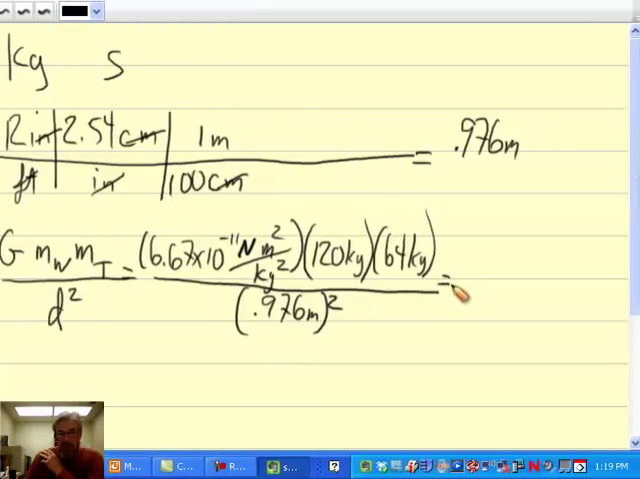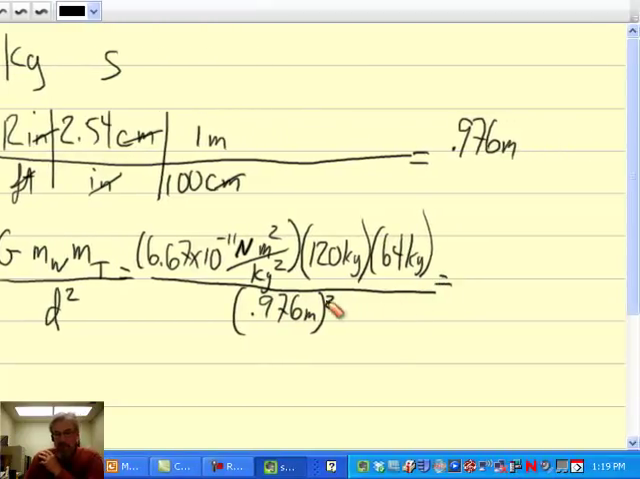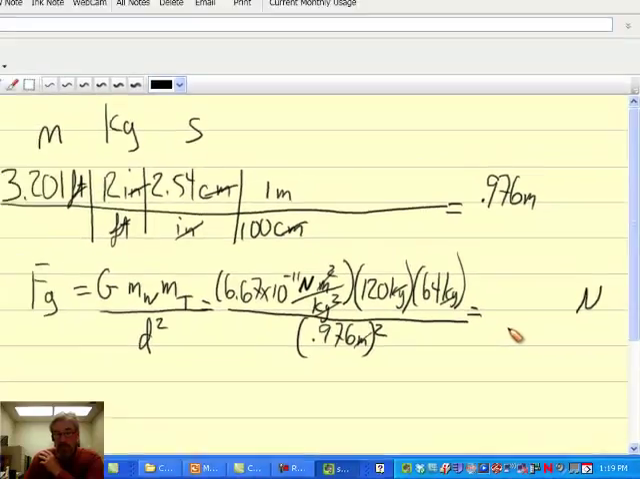Okay, look at what happens to the units. I'm going to have square meters down here, so my length unit is going to go away. I'm going to have kilograms on the bottom squared, but I'm going to have kilograms times kilograms on the top, so that unit is also going to go away. And the unit that I'm left with, the only uncanceled unit, is newtons.